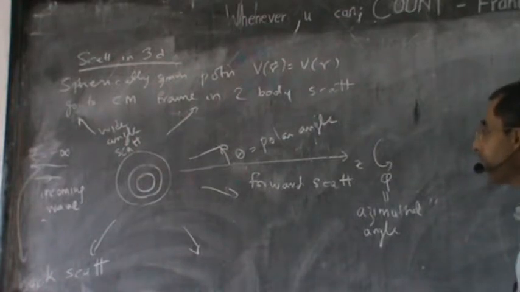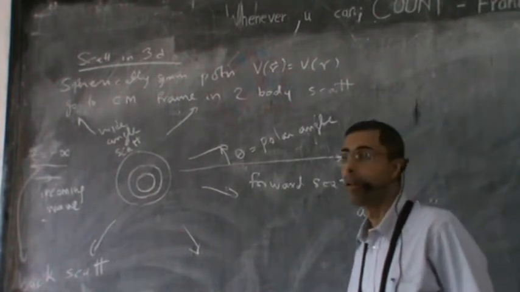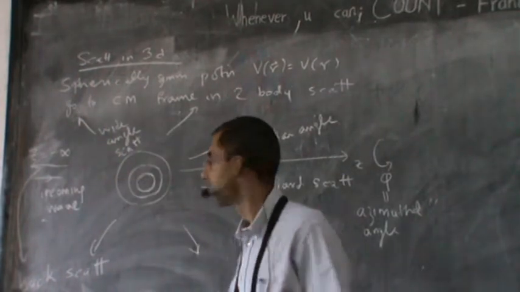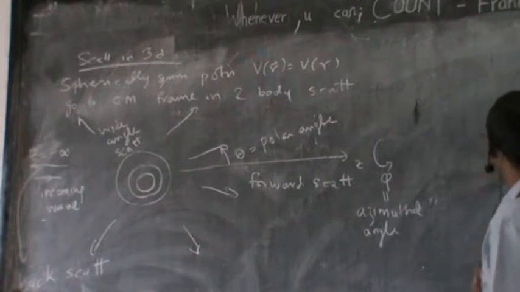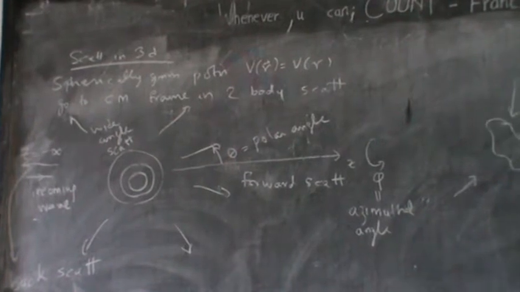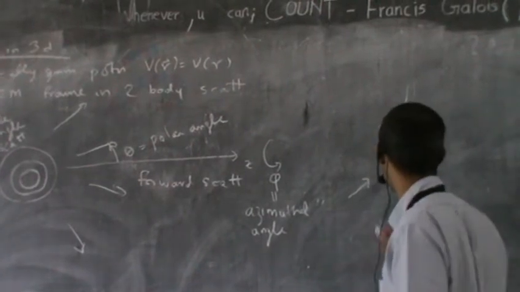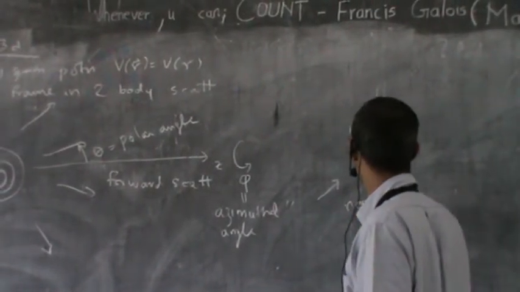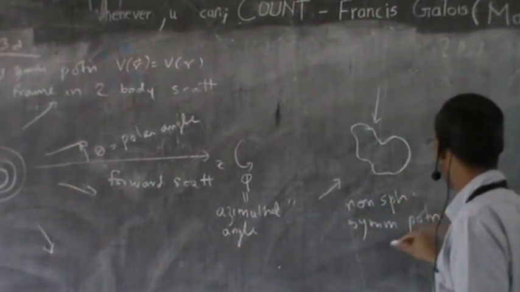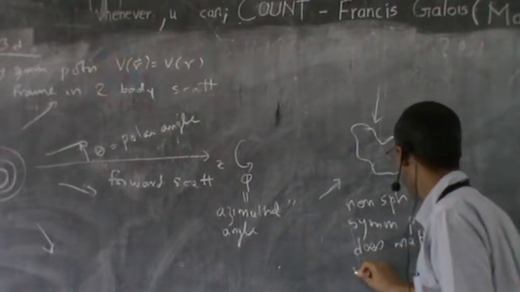Of course, this is true only because it is spherically symmetric. If this potential is not spherically symmetric, incoming waves from here and there do not result in the same scattering. After all, if it is some crazy shaped potential, scattering from this side and that side are clearly going to result in different scattering cross sections. So we are focusing on spherically symmetric potentials. For non-spherically symmetric potentials, it does matter where you come from.